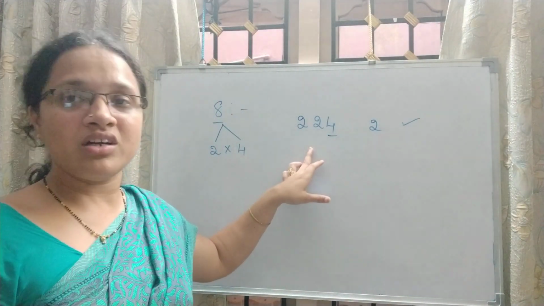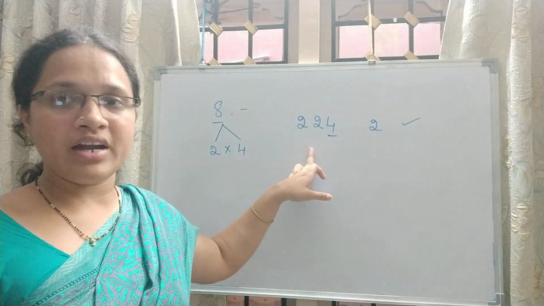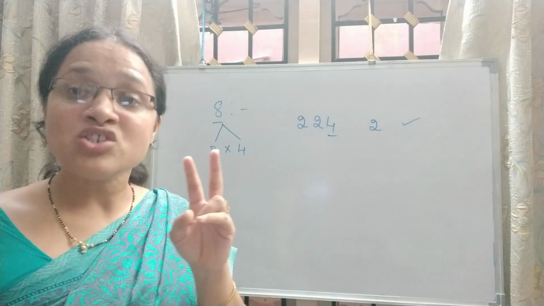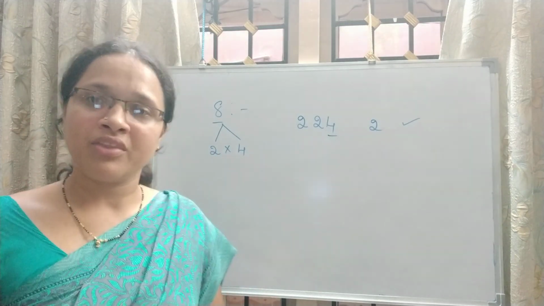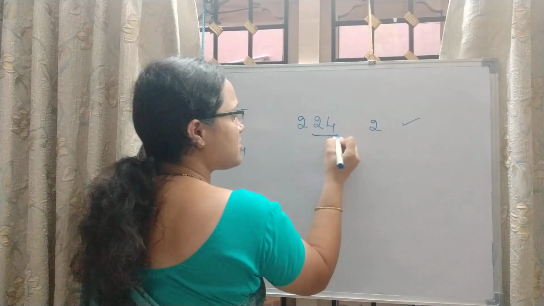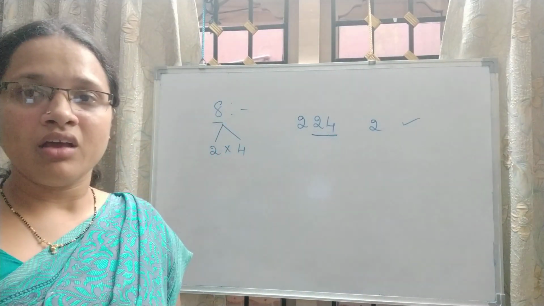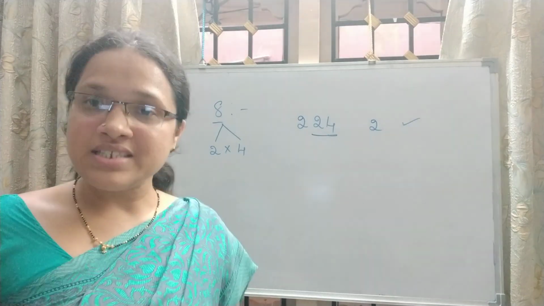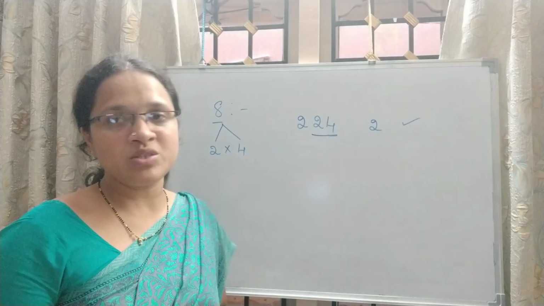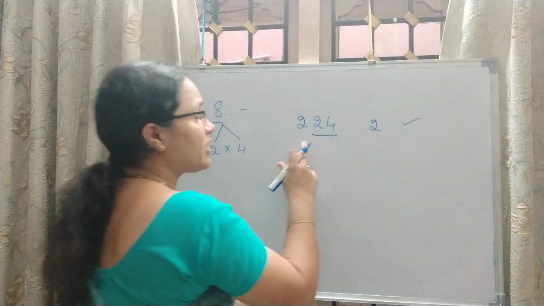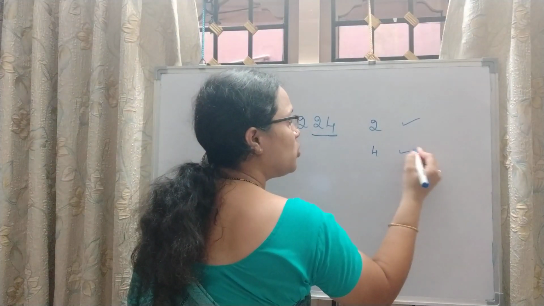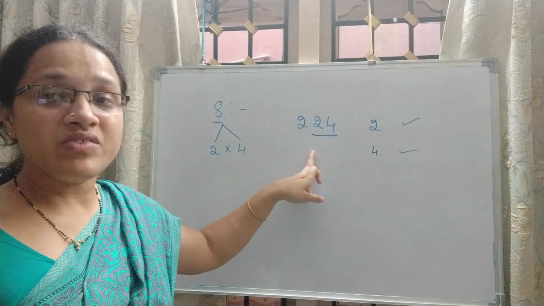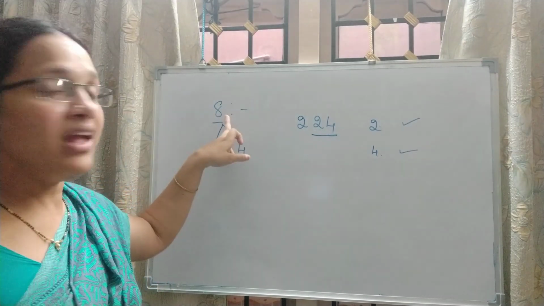Yes. Now let us check with the divisibility rule of 4. What is the divisibility rule of 4? Yes, the last 2 digits should be divisible by 4. See the last 2 digits. What is it? 24. Is 24 divisible by 4? Yes, because you can see it in the 4 table. That is why it is divisible exactly by 4. So this number satisfied the divisibility rule of 2 and the divisibility rule of 4. Ultimately, it is divisible exactly even by 8.